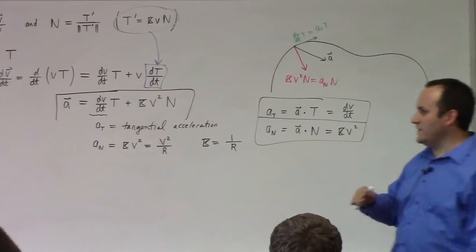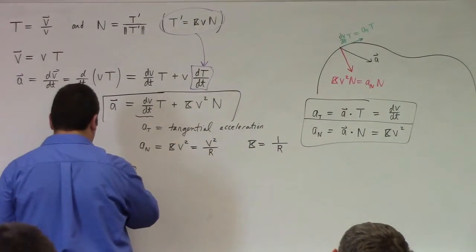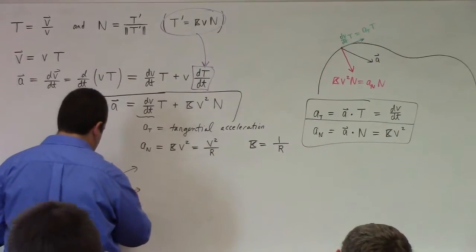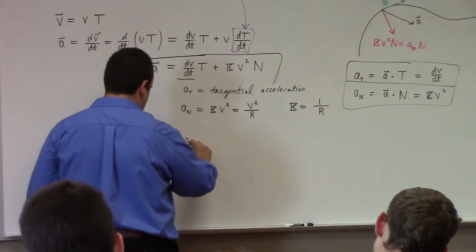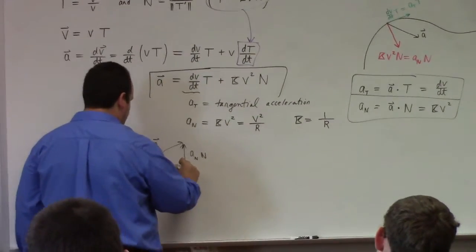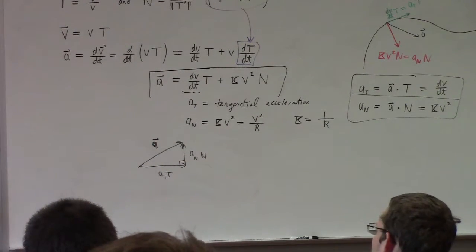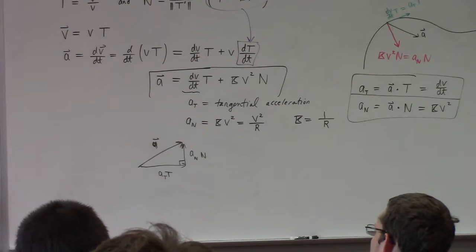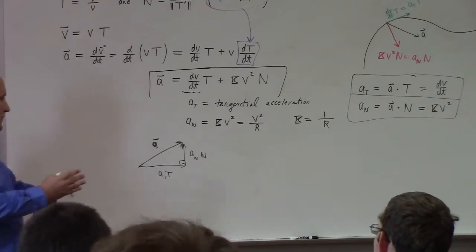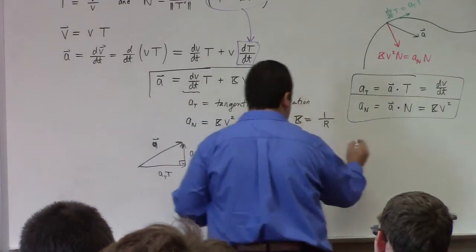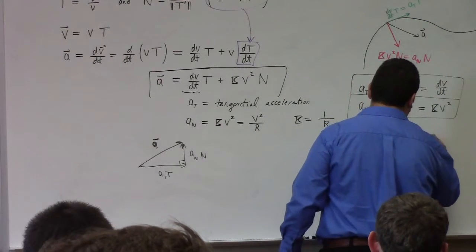And by the way, there's something else here. Geometrically, a looks like what? A is this: a sub t, T, and here's a sub n, N. And what's the thing about this triangle? It's a right triangle. The tangent and the normal are orthogonal. That means that the length of the acceleration vector is related very simply to the normal and the tangent. So we get this equation also: a squared is equal to a sub t squared plus a sub n squared.